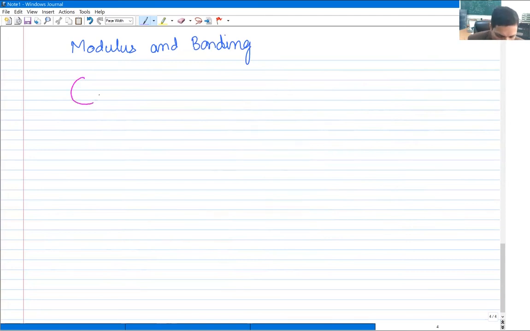So let's say we have two atoms like this. There will be attraction and repulsion between these two atoms, and these can be approximated or visualized as a spring constant. For a spring, if you are applying force between the two atoms, then F is equal to Kx.